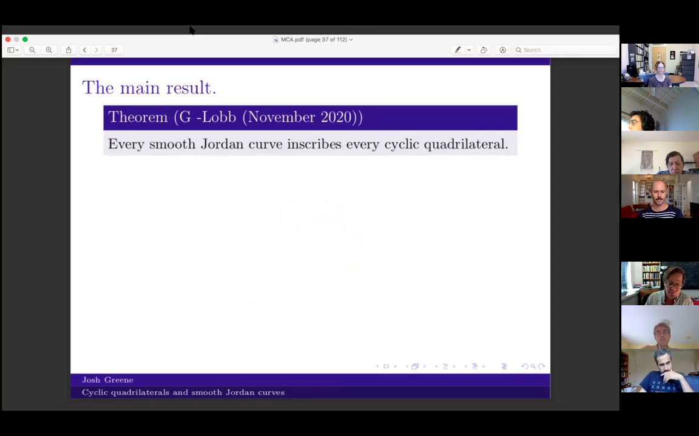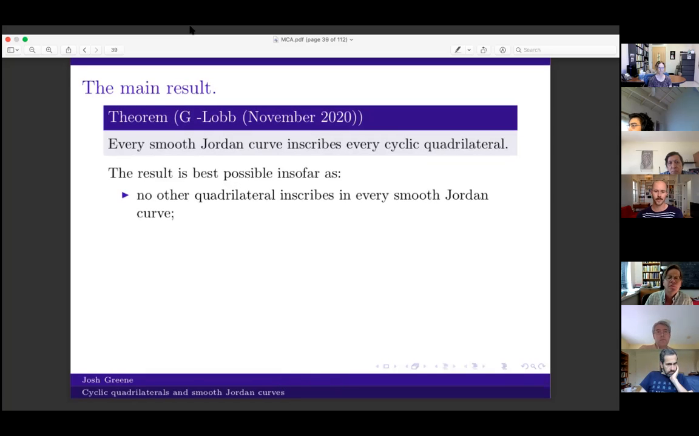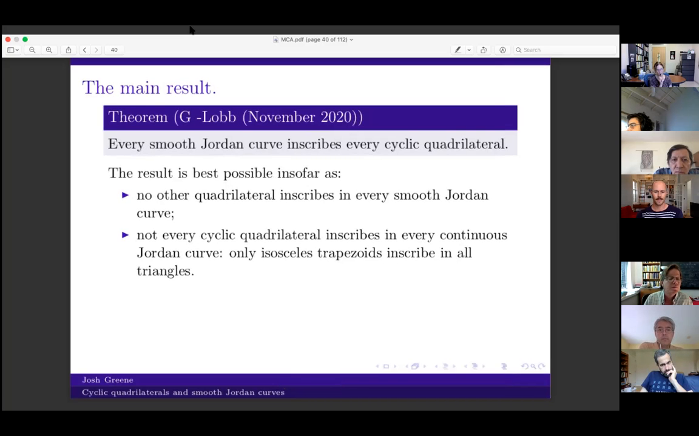So, remarks before getting into that. It's best possible in at least a couple of senses. One, you couldn't hope for any wider class of quadrilateral, precisely because of the case of the circle. And also, this is a really interesting note: it's not true that every cyclic quadrilateral inscribes in every continuous Jordan curve. If you think about the simplest continuous Jordan curves that aren't smooth, I'd argue those are triangles. You look at which cyclic quadrilaterals inscribe in all triangles, you find the only ones that do so are isosceles trapezoids.